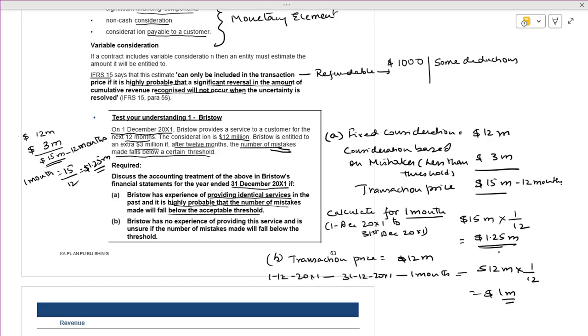If they say that they are unsure about the number of mistakes, definitely they know that maybe the mistakes will go beyond the threshold limit. If the mistakes go beyond the threshold limit, definitely they will think about only the fixed component but not the variable component.